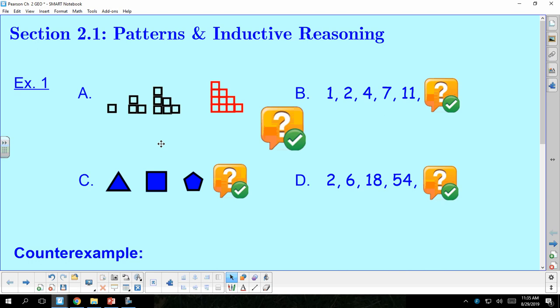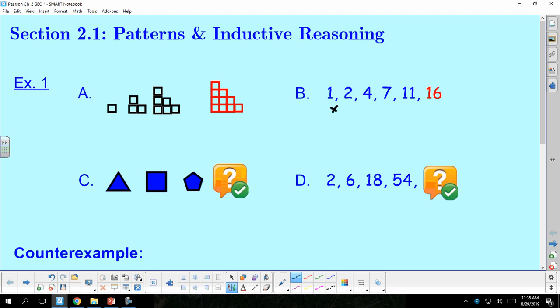What did we get for the next one here? 16. See how we did? Good. We're going times 2, times 2. Oh, it's not a multiplying one, is it? Right? Very good. So looking at these patterns, plus 1, plus 2, plus 3, plus 4, plus 5, and then plus 6 will be the next one, and so on and so forth.